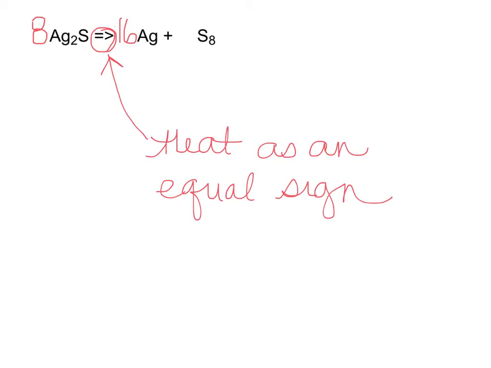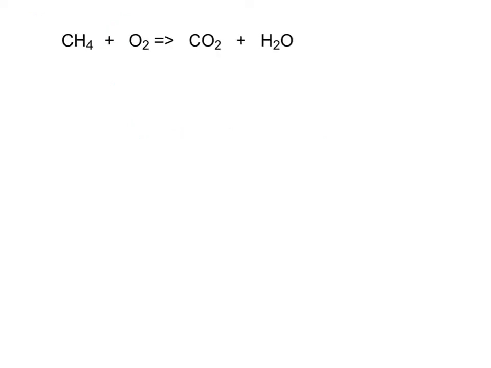Let's double check our work. 8 times 2 is 16 silvers on the left, 16 silvers on the right, 8 sulfurs on the left, 8 sulfurs on the right. So that is now balanced. Let's try another one. If you want to try this one on your own, you can feel free to pause the video, try it, and then come back and join me to solve it.